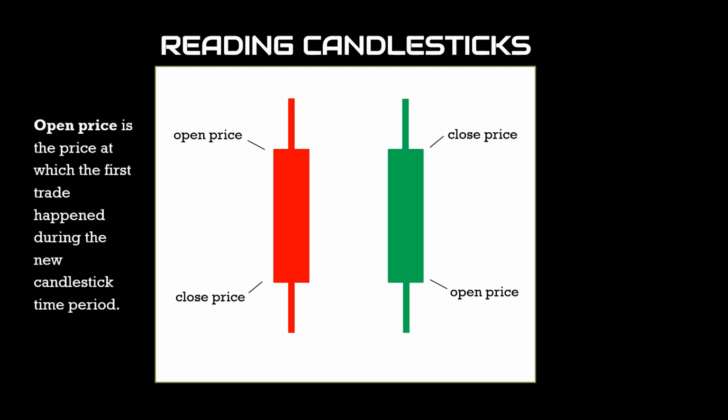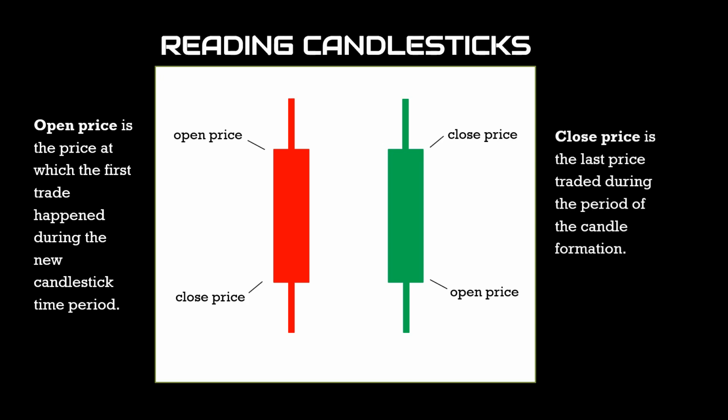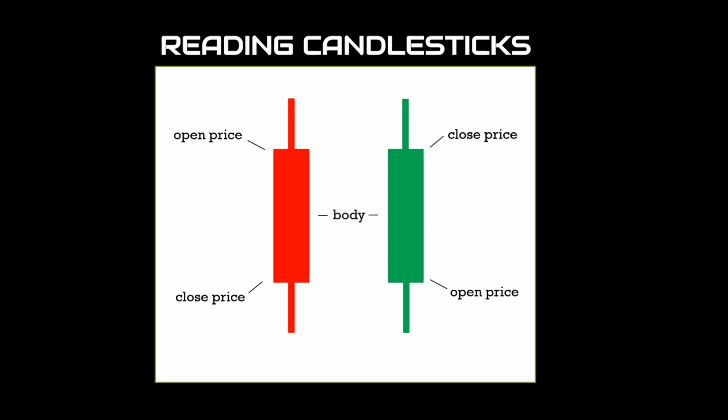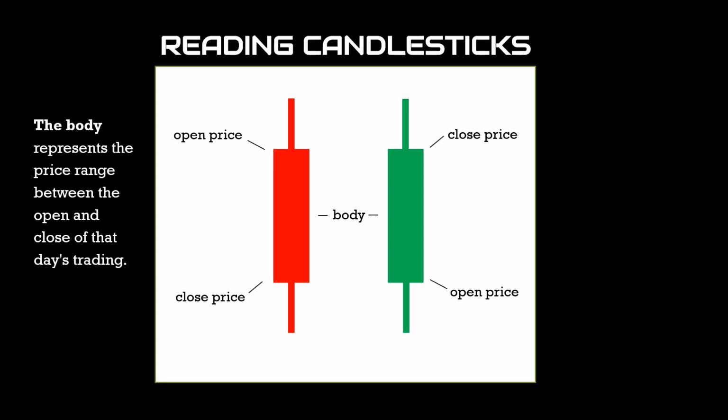Open price is the price at which the first trade happened during the new candlestick time period. If the price goes up, the candle turns green, and it turns red on a price decrease. Close price is the last price traded during the period of the candle formation. If this price is above the opening price, the candle will be green, otherwise it will be red. The candlestick body represents the price range between the open and close of that day's trading.